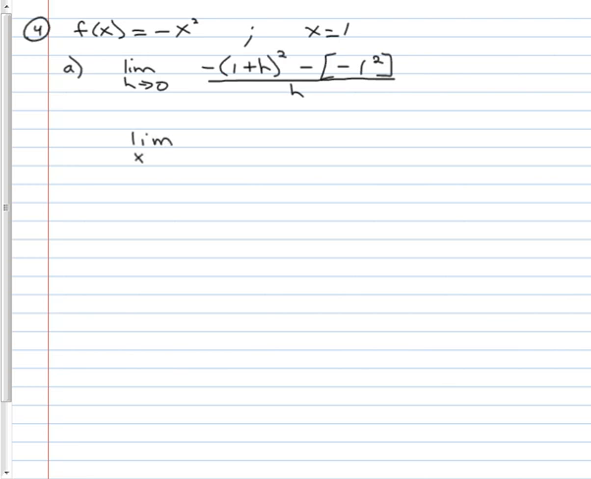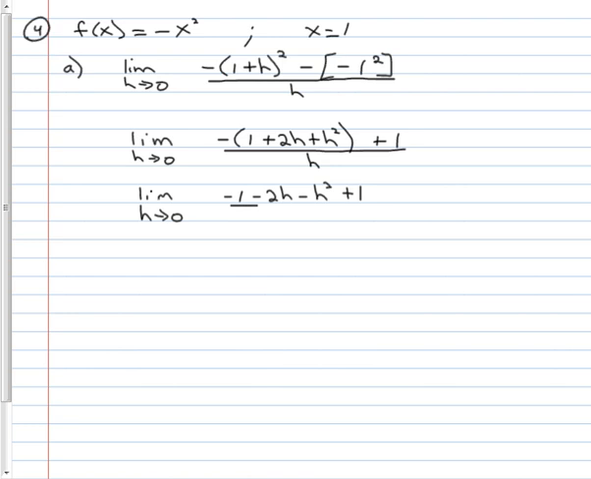Limit as h approaches 0 of, okay, that's going to be a negative. We're going to have to square that out. It'll be 1 plus 2h plus h squared, 1 plus h times 1 plus h. Plus 1 minus a negative 1 squared, it'd be plus 1, all divided by h. So if I distributed that negative and simplified, let's see, what would we get? Negative 1 minus 2h minus h squared plus 1 all over h.